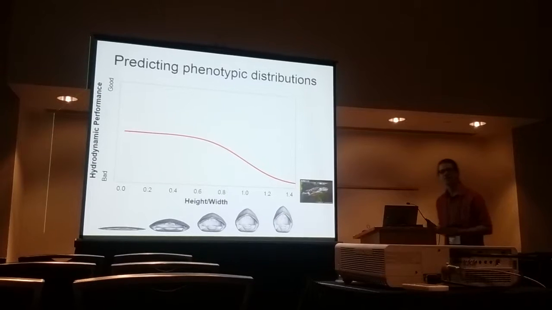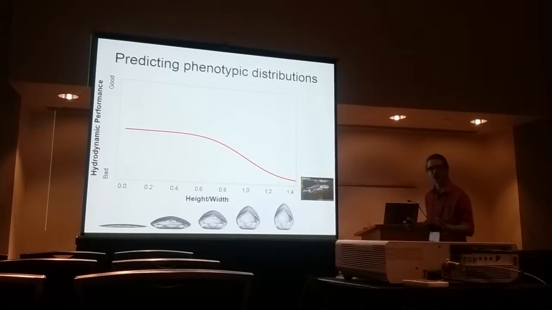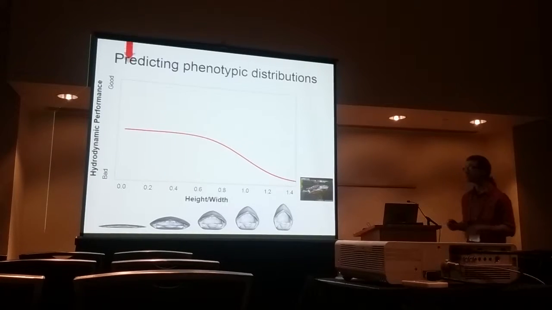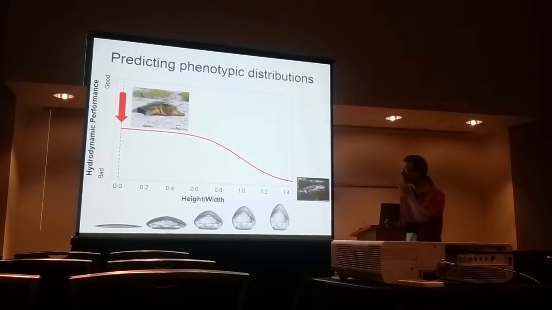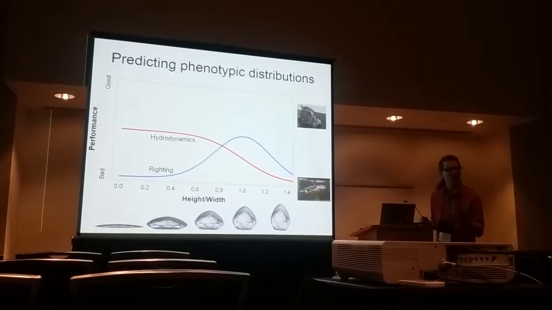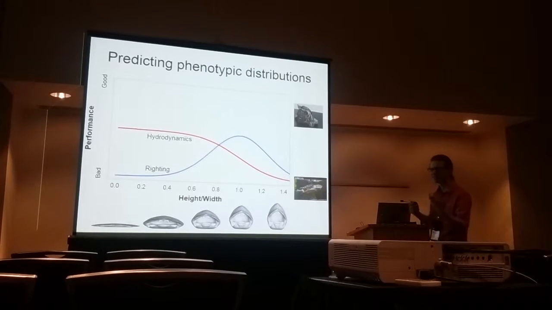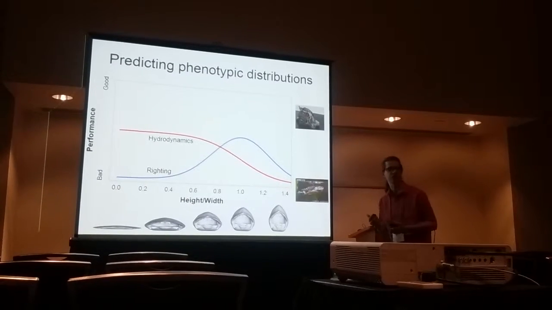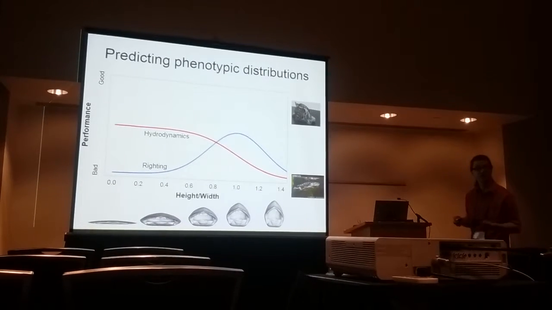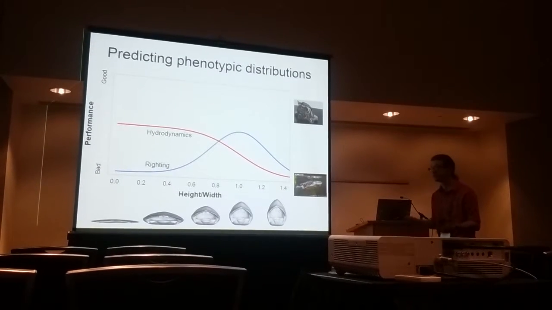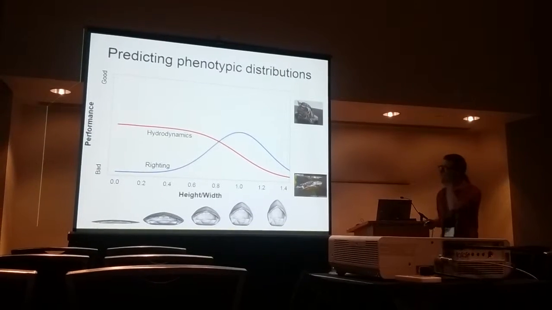On the other hand, if hydrodynamic performance is the only factor influencing turtle shell shape, nothing else, then you're going to be as flat as possible and probably end up looking like a soft shell turtle. But we know that that's unrealistic. We know that structures usually perform more than one function. There's almost never selection on just one function for an organismal structure. So how can we combine these performance surfaces in order to understand where we expect turtles to be along this one particular axis of shape?